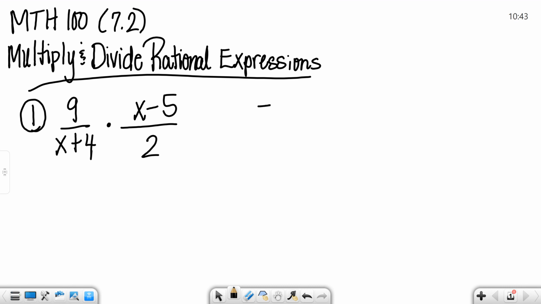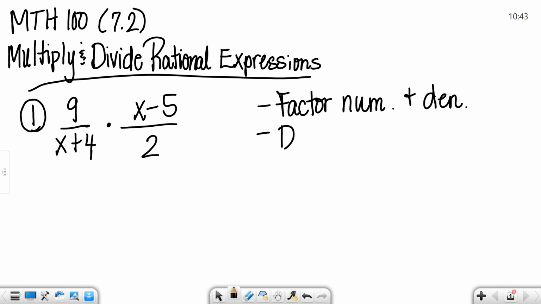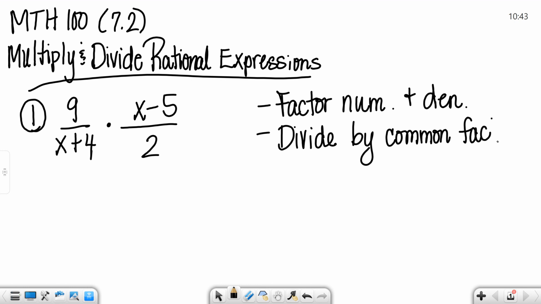Well, if we could, we would factor the numerator and denominator just like we did in section 1. So if we could, that's where we would start. And just like in section 1, we would divide by any common factors, if we could do that, before we actually start multiplying. After we do those things, we would multiply what's left.